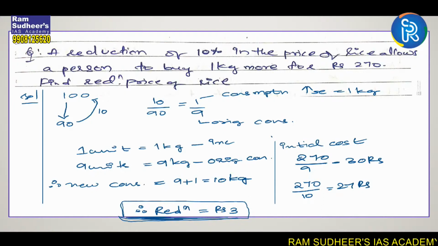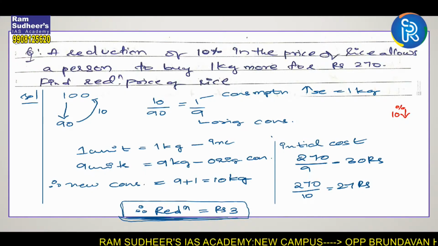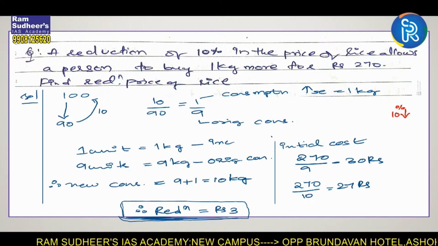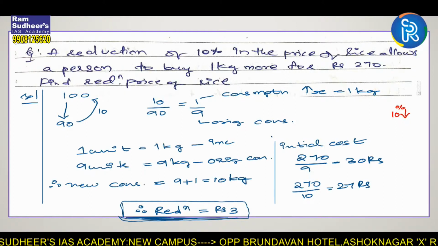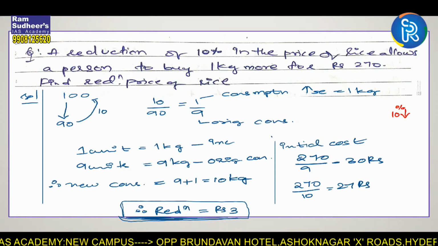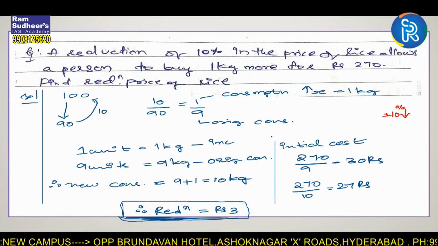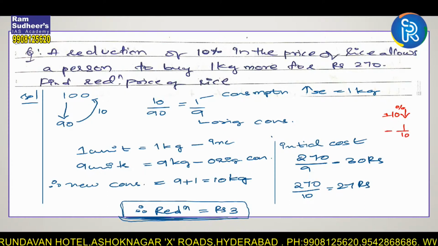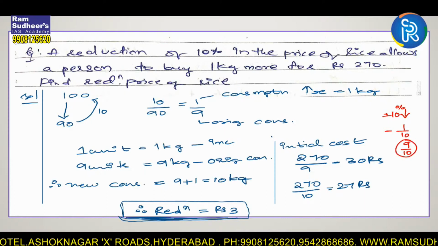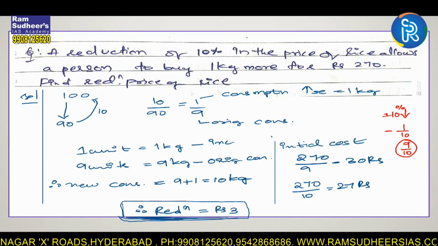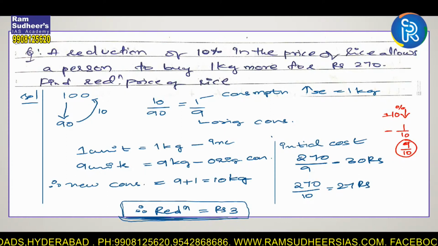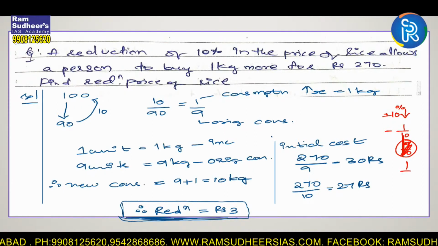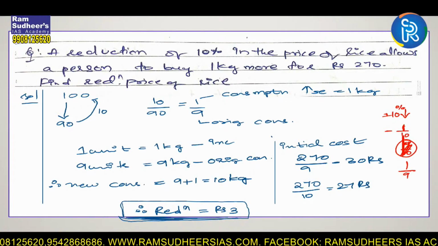Now, 100, 10% is a decrease in price. I mean, price fall is by 10%, and to maintain the expenditure constant, if at all the housewife tries to maintain the expenditure, by how much should she increase her rice consumption? A 10% decrease is minus 1 by 10, and therefore she should increase her consumption by 1 by 9. Sorry, this is not 9 by 10, this is 1 by 9, because the numerator 1 is same and the denominator is 10 minus 1, 9.